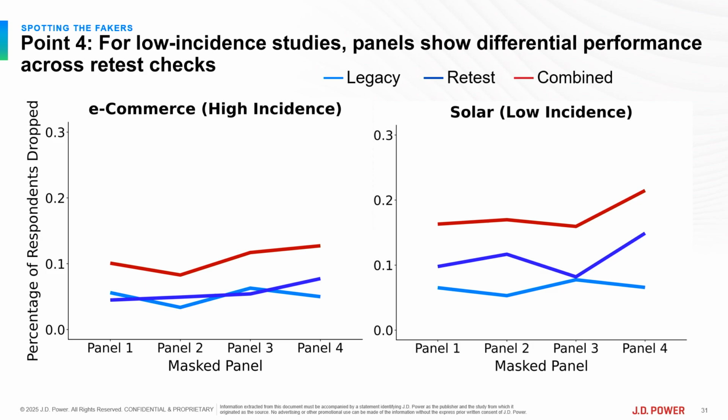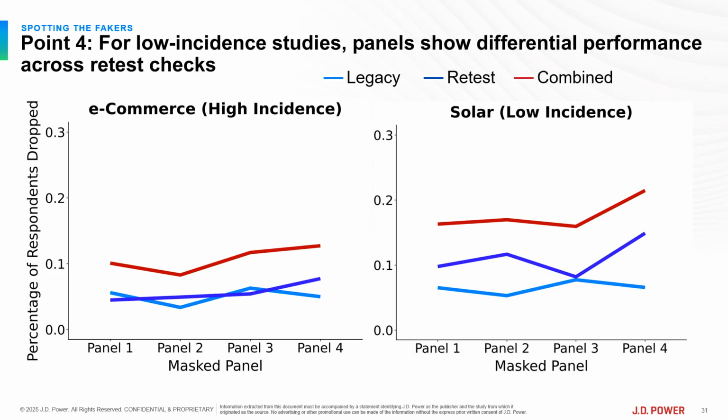There's a lot of interesting things here. For me, the most interesting result is that with a low incidence study like solar panels, you have to use the retest checks to determine what panel is giving you good versus low quality data. You tend to see more spikes with the retest checks, whereas the legacy ones are relatively flat. As an example, with panel 4, it looks like they're on par for the course with solar panels. But then when you see their retest performance, it's like, whoa, wait up. They're not giving us good stuff.